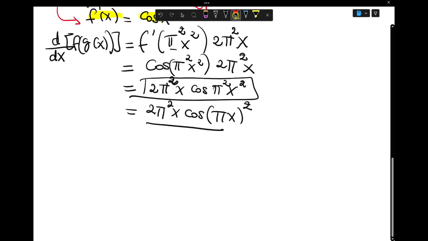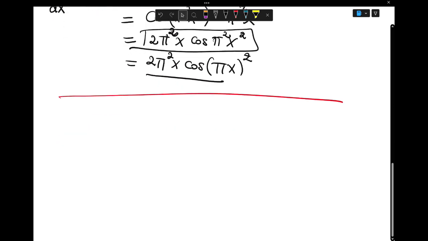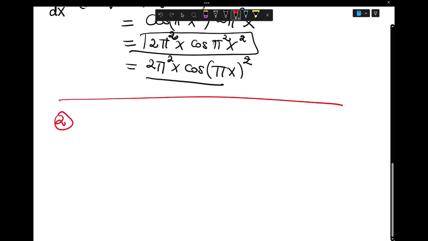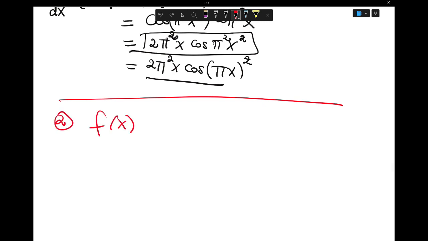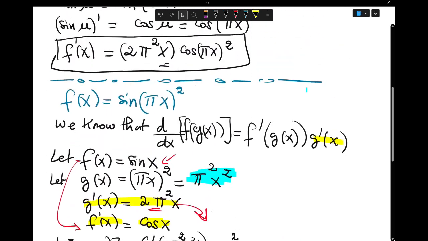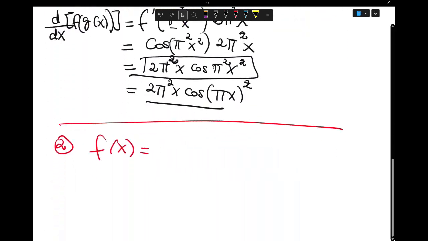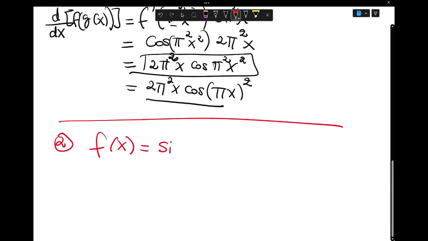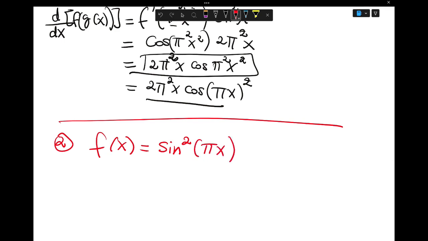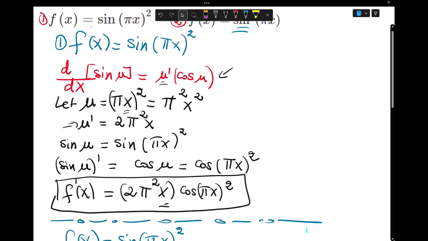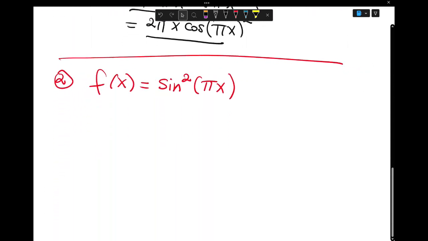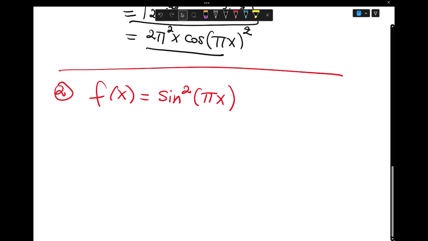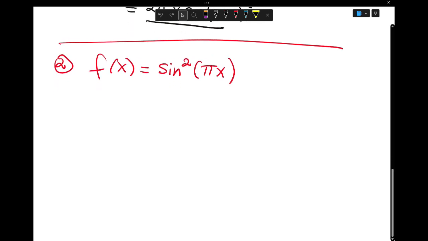So I'm just going to say the second problem. So 2. They say f of x equals sine square of pi x. That's what we have. To solve this problem, we can apply the chain rule, just like how we did earlier with the other one.